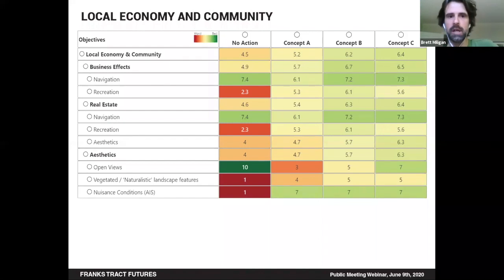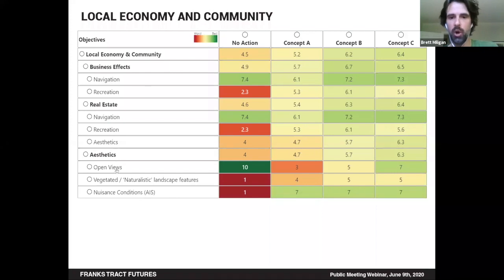Next, local economy and community. This one breaks down into three categories: business effects, real estate, and aesthetics. A lot of commonality across all of these. Now, these are the two you've already looked at, the overall score: navigation and recreation. Same for real estate, navigation and recreation, but we're also bringing in aesthetics, which is this last category.